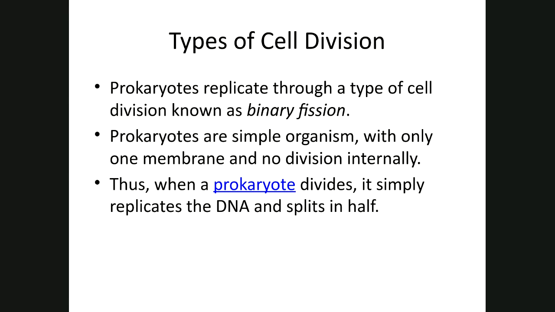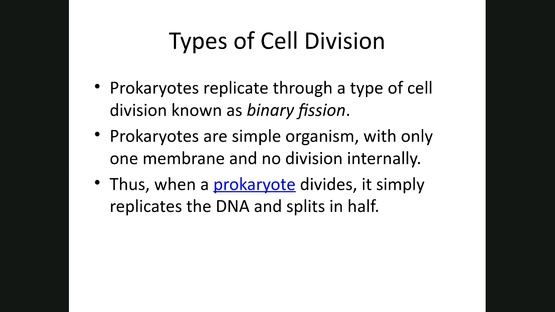Now, types of cell division. I told you that prokaryotes, such as bacteria, go for the cell division known as binary fission. Prokaryotes are simple organisms with only one membrane and no division internally. Because there is no nucleus, there is no karyokinesis, there is only cytokinesis.